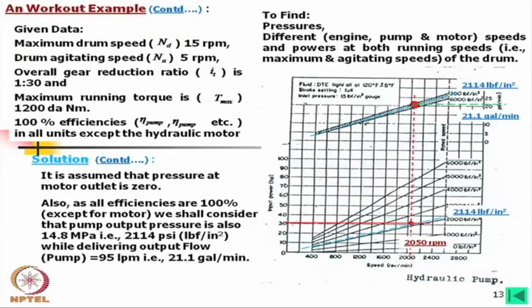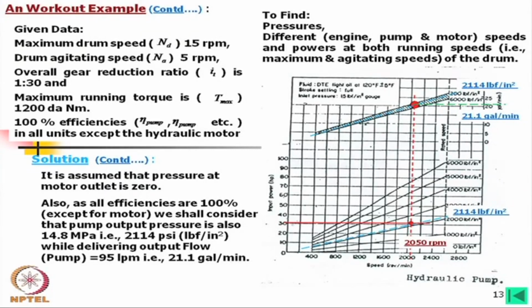Then we shall consider the power. How to estimate the power? Again, we will consider this 2114 psi. This might be this line. Okay. Then this is the point to estimate the power, and we are getting this is 31. This is in horsepower. Oh, sorry, this is in horsepower.